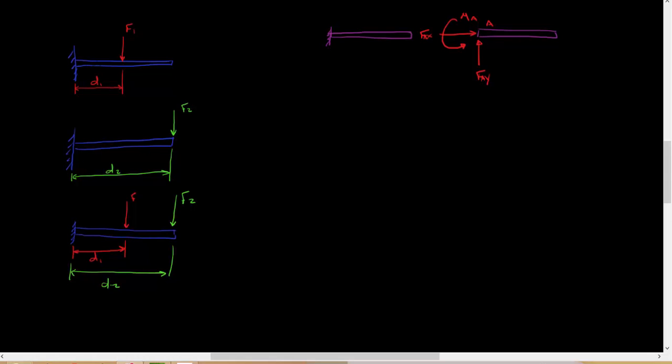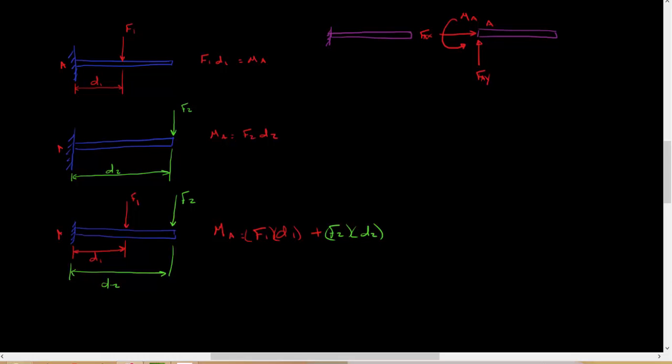Anyway, let's take a look at this beam here. We'll call this point A on each one of these fixed beams. We're going to have that force 1 times distance 1 is equal to the moment about A. On this one here, the moment about A is force 2 times distance 2. Now which one would have more moment? Well, it would depend on the force, but if the force was equal, this one would have more of a moment. And then the last one here would be force 1 times distance 1 plus force 2 times distance 2.